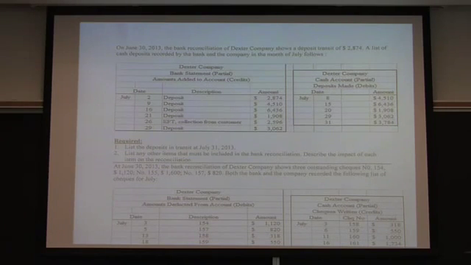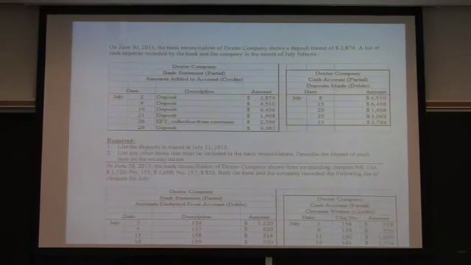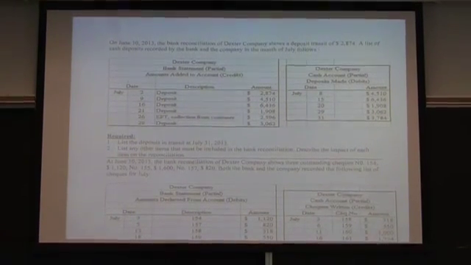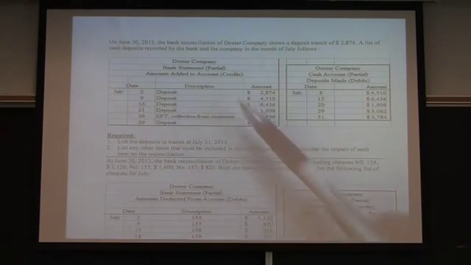So why don't we just tackle the first part of this question to start with. They're saying on June 30th, 2013, the bank reconciliation of Dexter Company shows a deposit in transit of $28.74. So this means that this is the amount of the deposit that has not been recorded at the end of June 2013. Then they show you a bunch of deposits that went through the bank in the month of July.